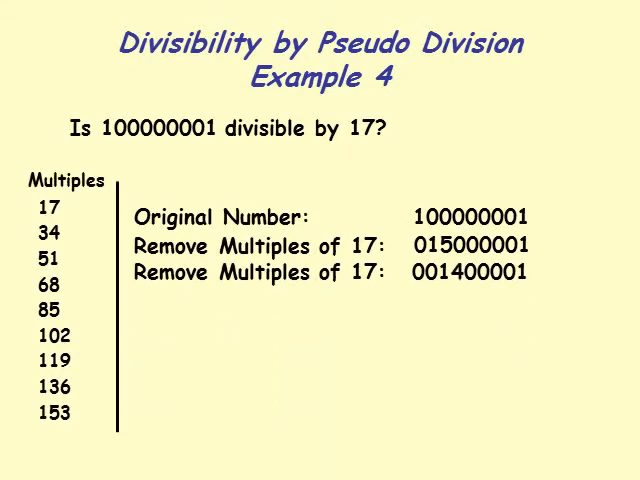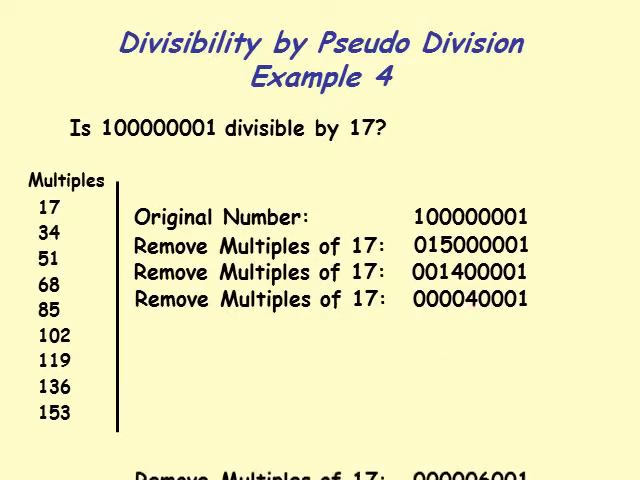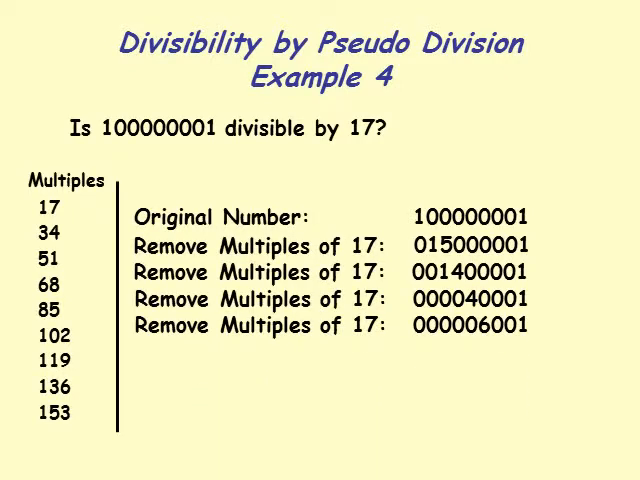Now we got 150 here. From 150 I'm going to subtract 136, 17 times 8. We leave 14. So now I got 140 here. From 140 I'm going to remove 136. Leave a 004. Then from 40 I take away 34. Leave a 06 here.